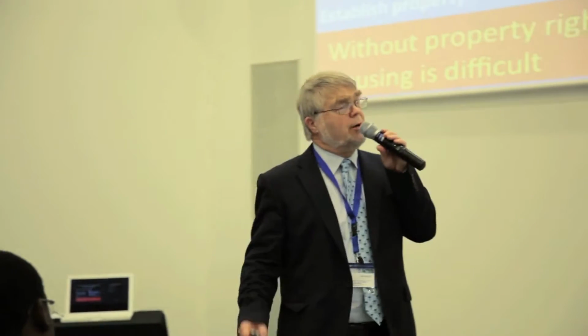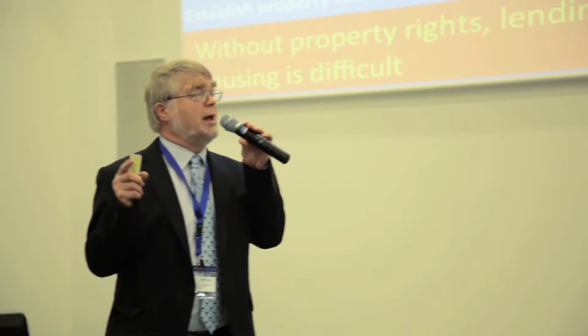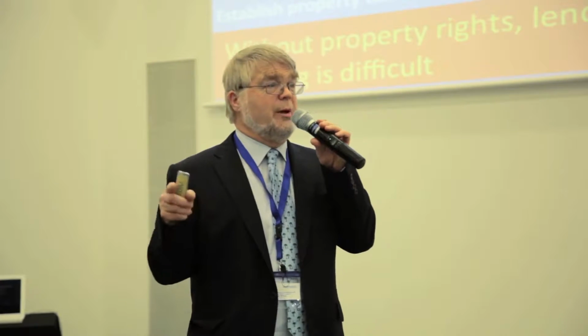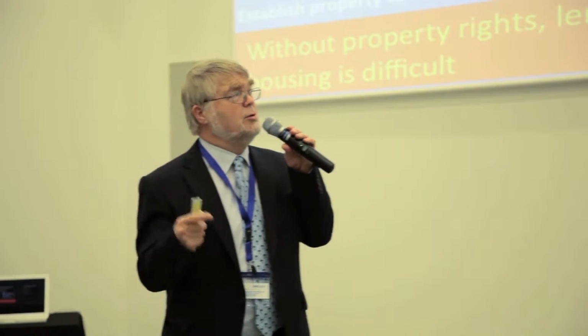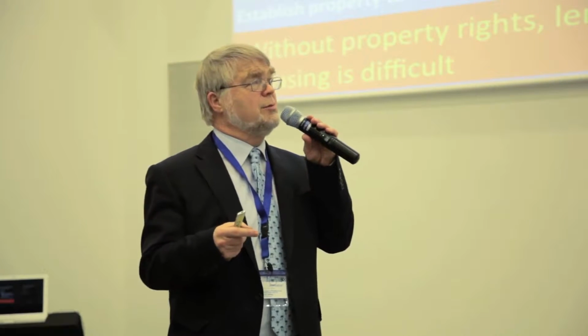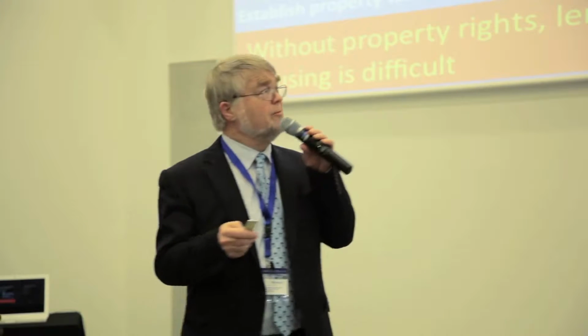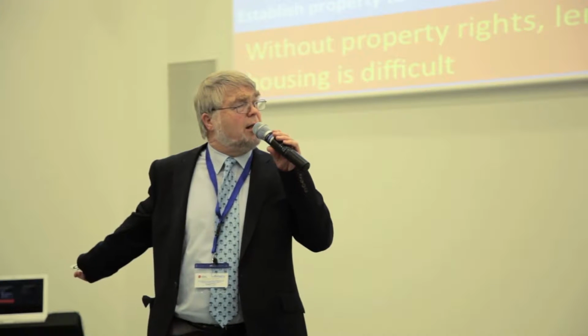Okay. Regularize land tenure, expand land registration, privatize public housing stock, and establish property taxation. Some of those have been done, some of them haven't. And the don'ts: don't engage in mass eviction, don't institute costly titling systems, don't nationalize land, and don't discourage land transactions. And without property rights, we get very little lending.